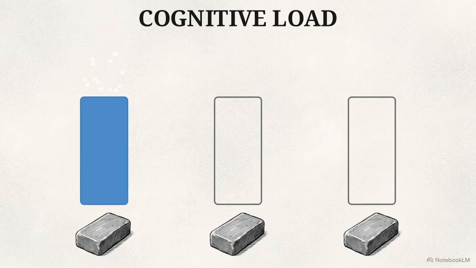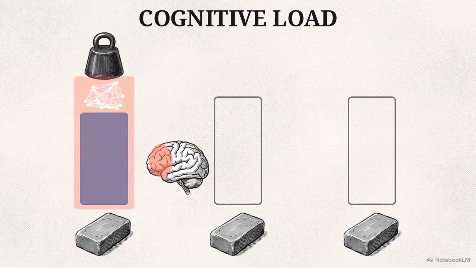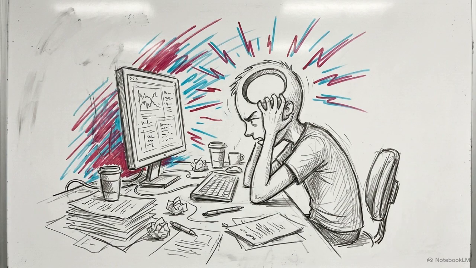Intrinsic load is driven by a metric called element interactivity. This measures how many logically related elements must be held and processed simultaneously to understand a specific concept. High element interactivity places a massive, unavoidable weight squarely on working memory. The second type is extraneous load, which is the artificial friction caused by how the information is presented. It happens when designers use bad formatting, distracting visuals, or confusing rules that force the brain to waste processing power.